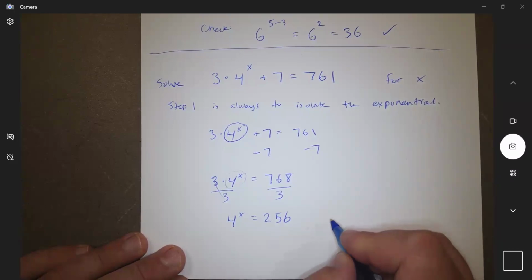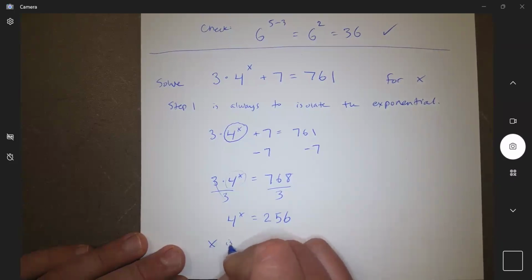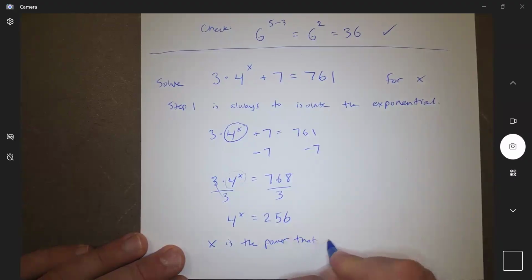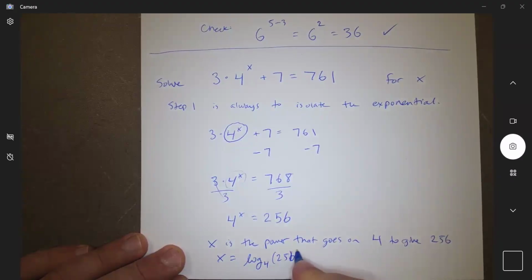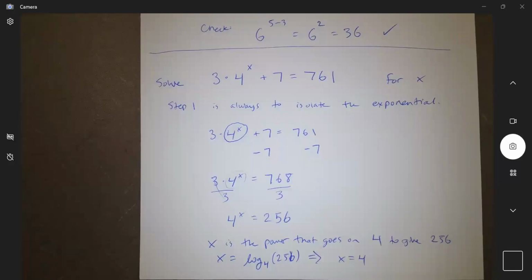And now I'm looking for x, the power that goes on 4 to give 256. So x is equal to log base 4 of 256. And you stick that into your calculator and you see that 4 is the power that I need.